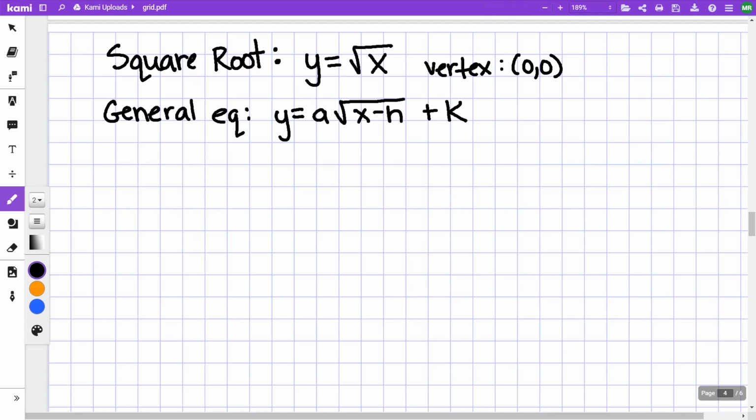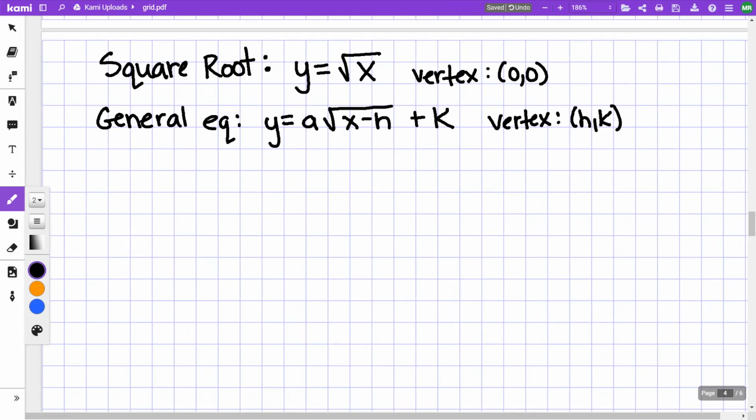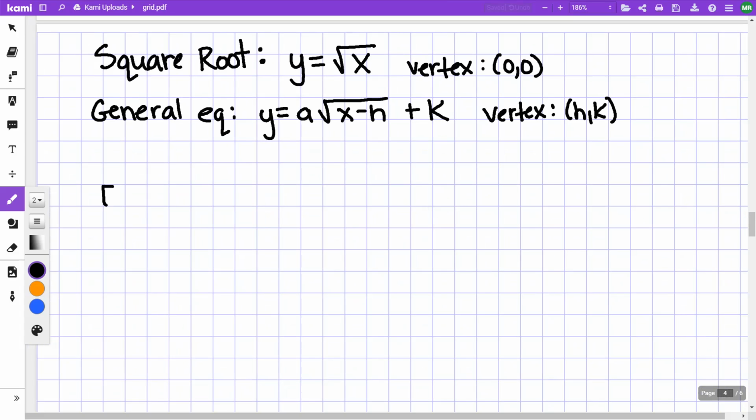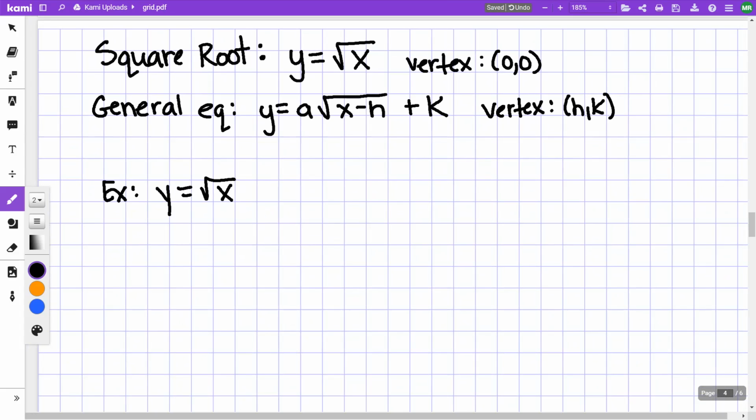And our vertex for this, or our starting point, is going to be h comma k. And for you guys, again, we'll leave the rest of that space blank right now. And let's just get the parent equation in. So if I have the square root of x, can I take the square root of a negative number? I can, but I'm going to get imaginary numbers, right? So we're only going to be taking the square roots of basically 0 or positive numbers.